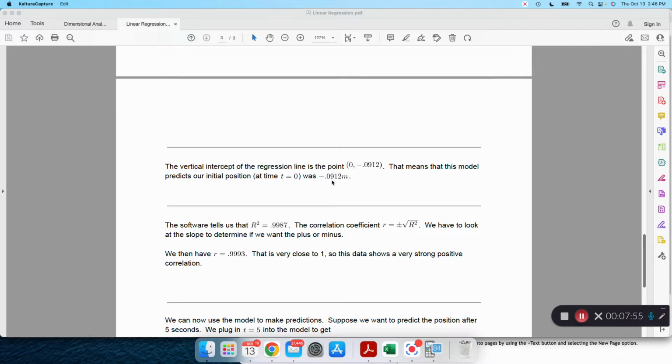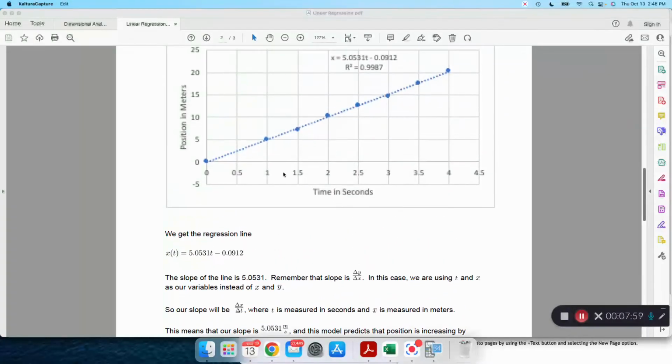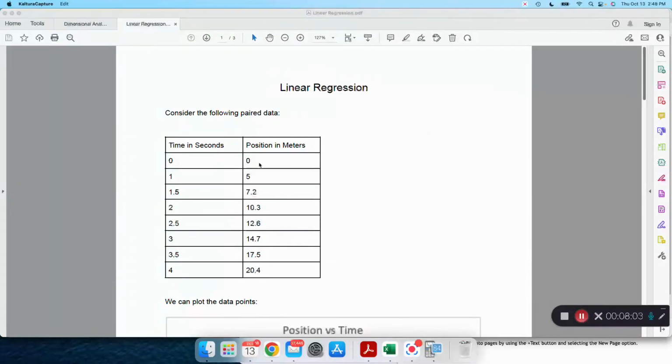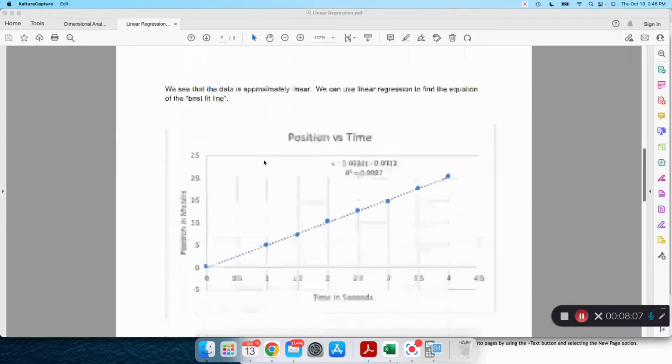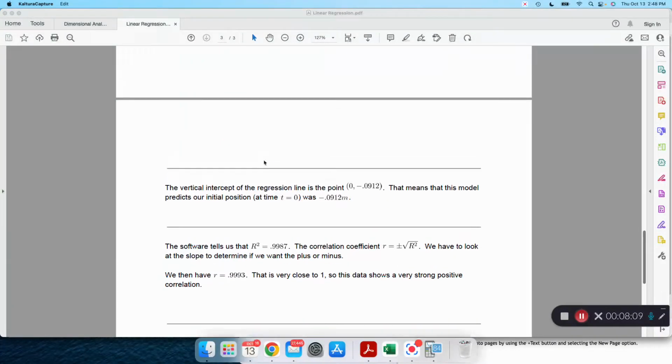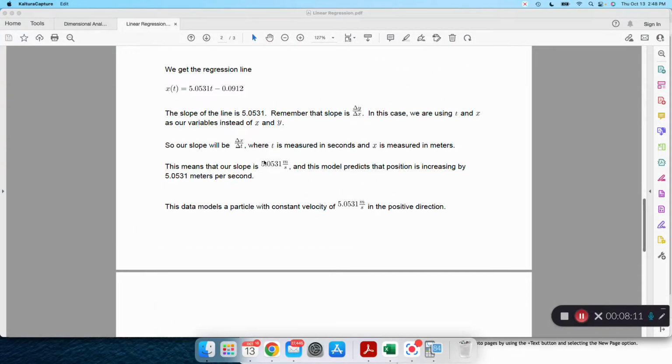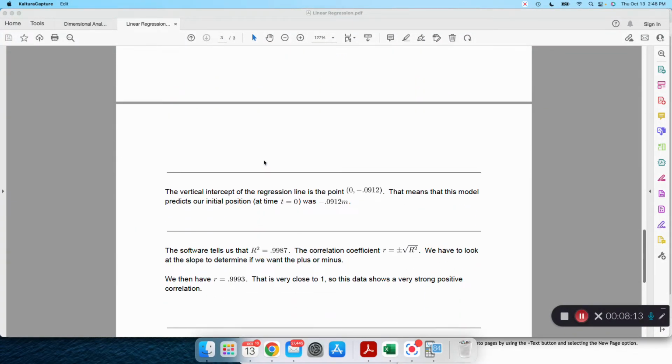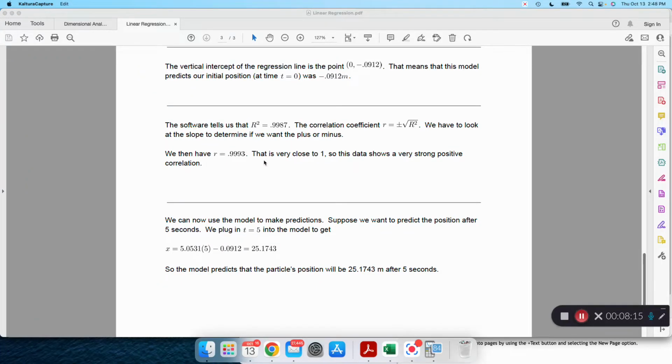0.0912 meters. If we wanted to insist that this line of best fit included what we know was our actual position, (0, 0), we could have done that in Excel. But typically we don't. Okay, then we could also find our correlation coefficient using what we have.